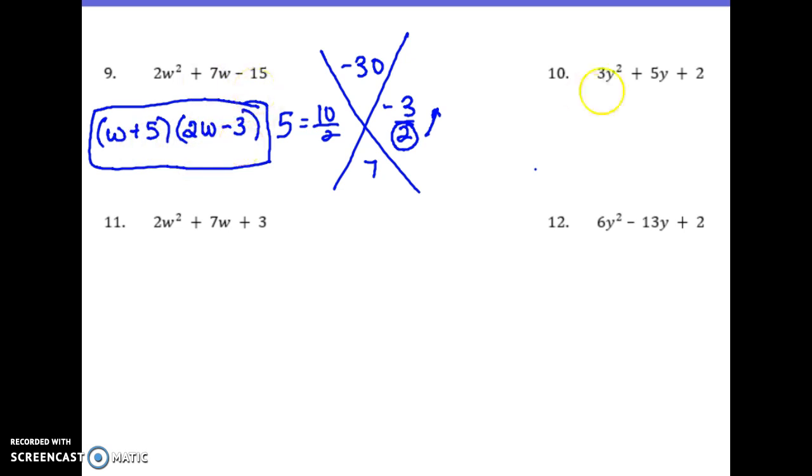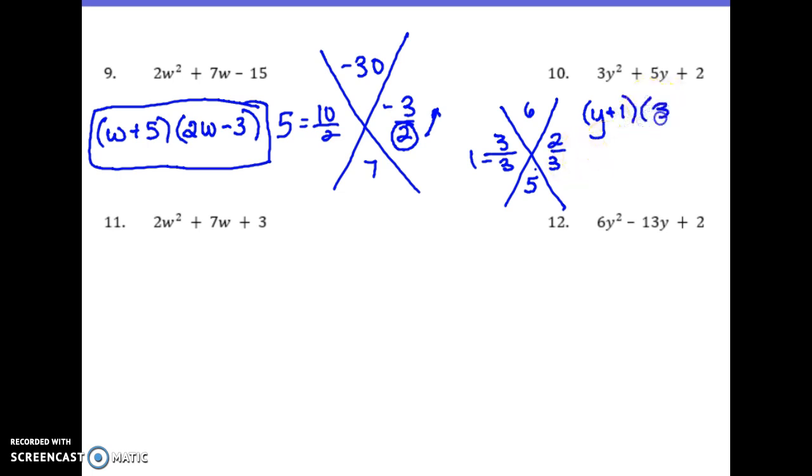So with number 10, again, 3 times 2 is 6, and then we have a 5. The two numbers that we multiply would be 3 and 2. But then we're going to divide by the 3, the leading coefficient, and simplify. So one of our factors would be y plus 1, but the other one would be 3y plus 2. So again, the denominator becomes the coefficient, and then the numerator is the constant.